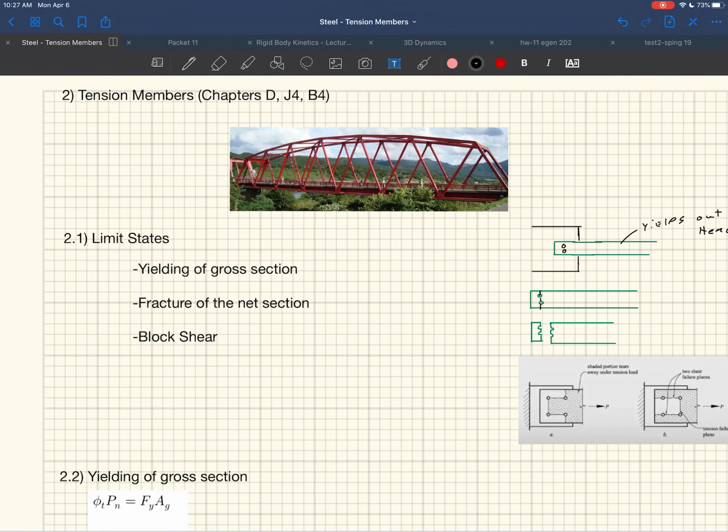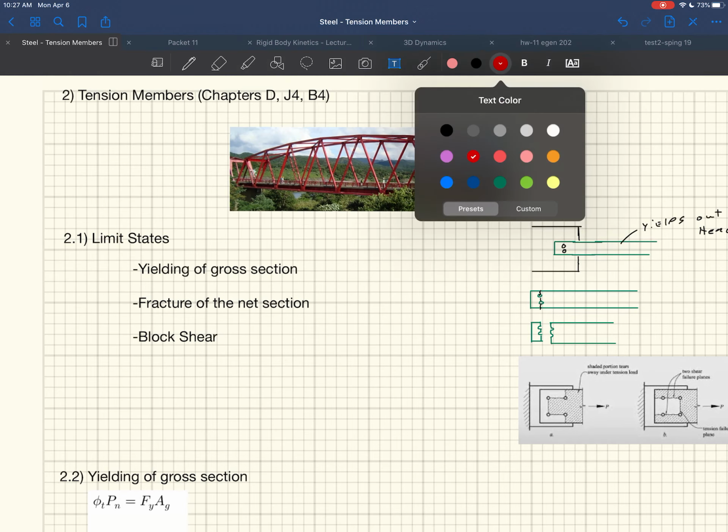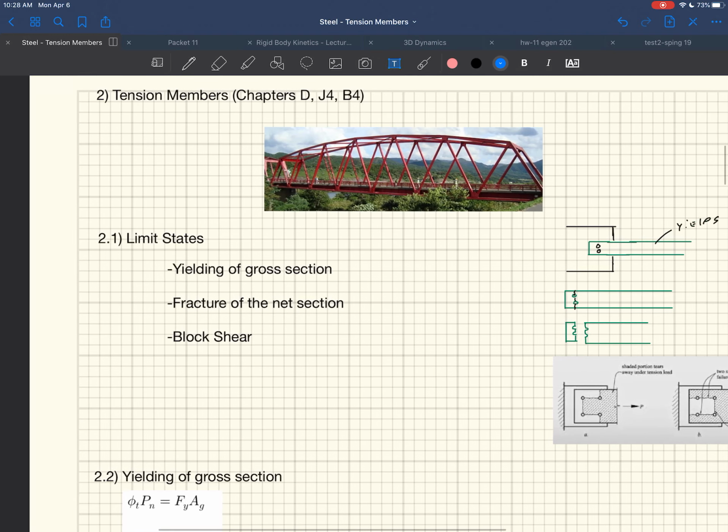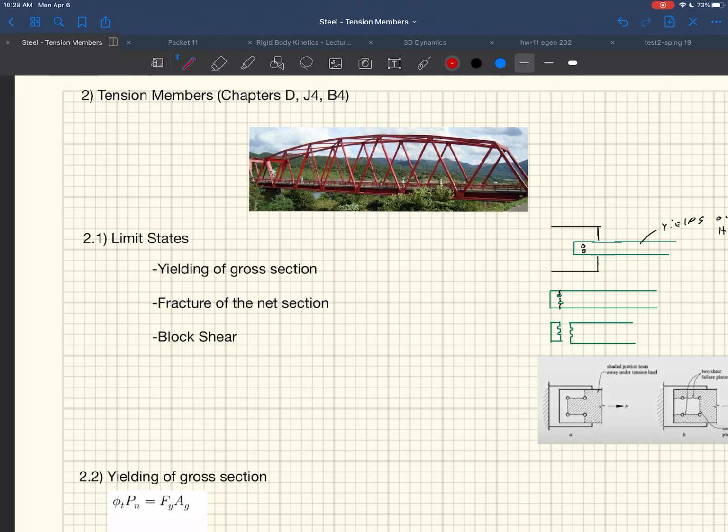Okay. And like I said, we're going to spend the next few sections diving into each one of these things in more depth. But just from the beginning, I'm going to give you an idea what each of these things are. So yielding of the gross section, that's kind of what I have drawn here. Oh, I'm going to back that off a little bit. Make room.